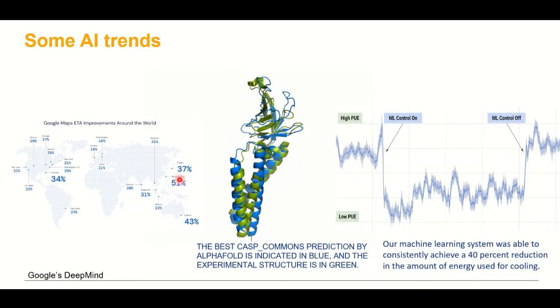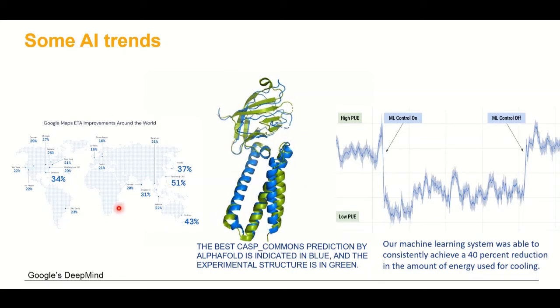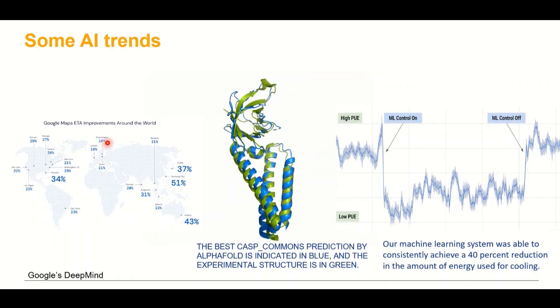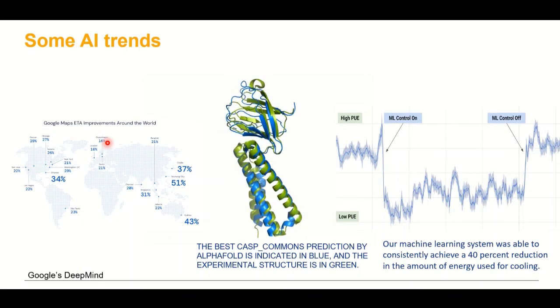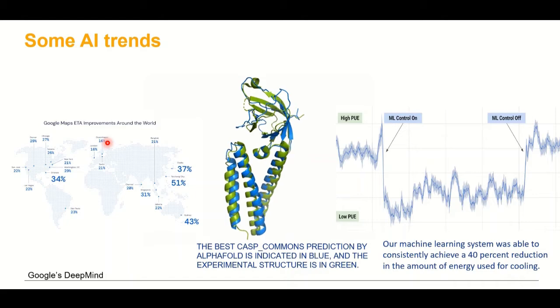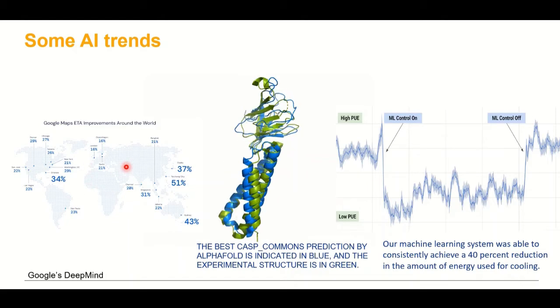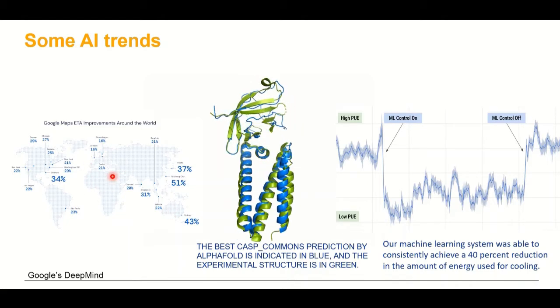And these are some other examples, again from Google DeepMind. This was released this month, where using an AI algorithm they are able to improve the estimated time of arrival of different transports by 50% on average in different locations.